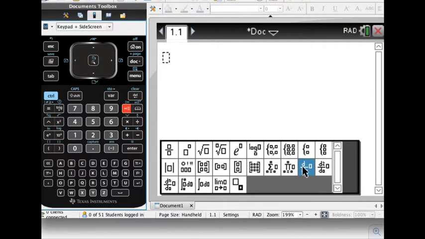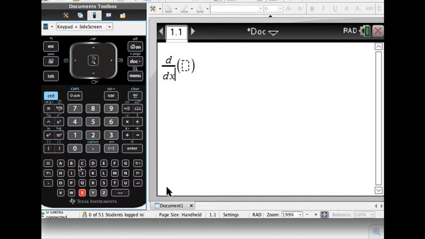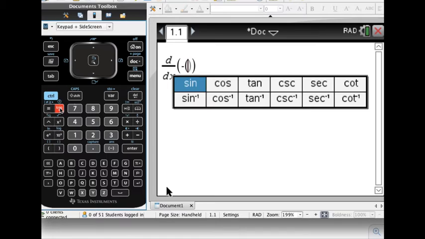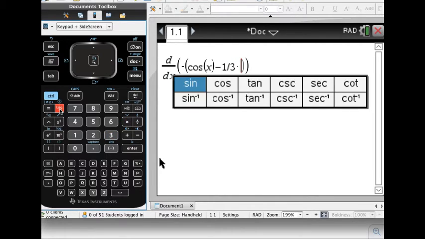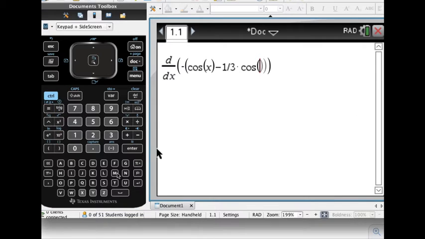Let's take the derivative with respect to x. I'm going to have minus the quantity. Let's go get my cosine. Cosine x, close that parenthesis, minus 1/3 times the cosine cubed. So I'm going to get cosine of x. Be careful not to put the cube inside the cosine function. So I'm going to close off the cosine function before I raise it to the third power. Okay. Hop down out of the exponent there, close that guy off.